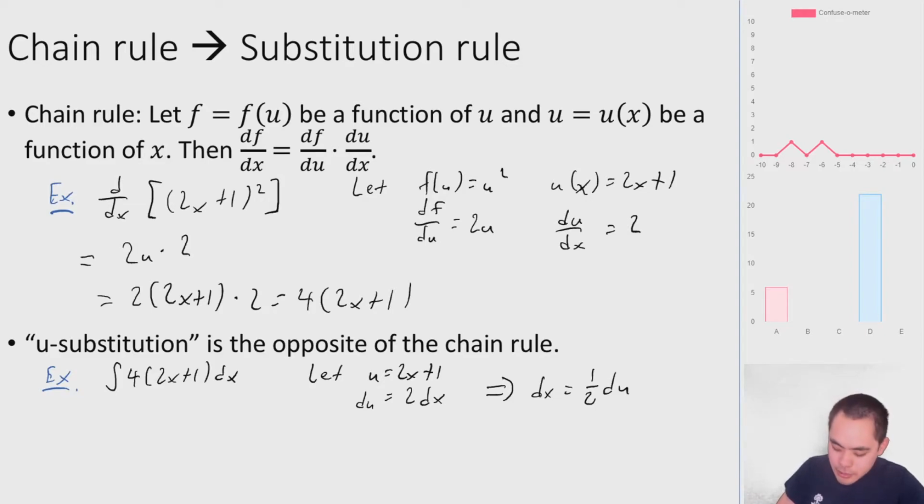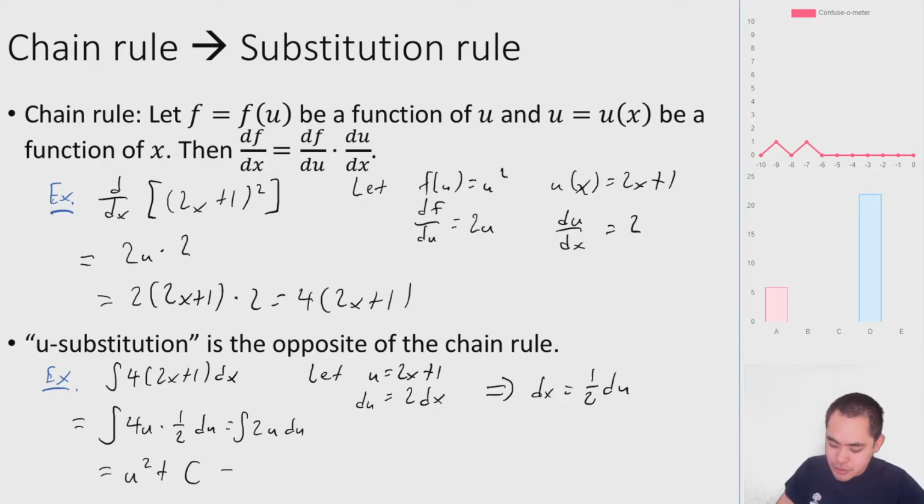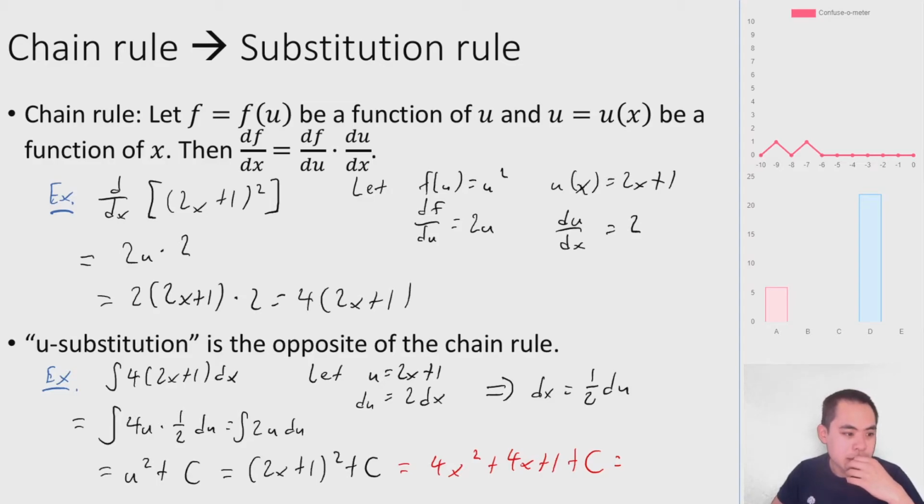You plug these things in, you end up getting the integral of 4u times 1/2 du, which is equal to the integral of 2u du, which is equal to u squared plus c, because of course you have a constant. So that's equal to (2x plus 1) squared plus c. And note that this is actually the opposite, because this is equal to 4x squared plus 4x plus 1 plus c, which is also equal to, oh wait, did I mess something up here?